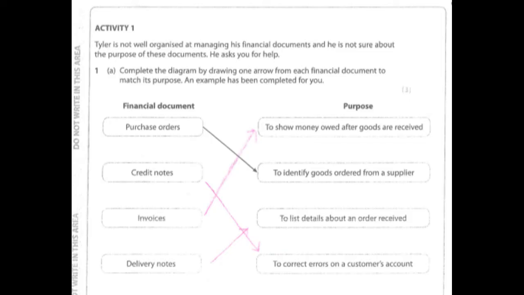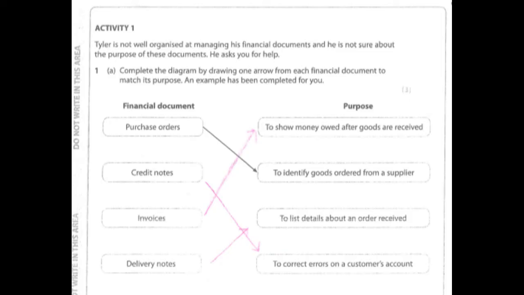And you can see there to show money owed after goods are received. So there you go. You match your invoice one up there. Then you're probably well aware when you get to delivery note, if we're taking a guess on which one you're not so sure about. So delivery note is going to be sent with the order when you make it. So you need to look down that list, and the only one you've got that says something about being sent with an order is to list the details about an order received.